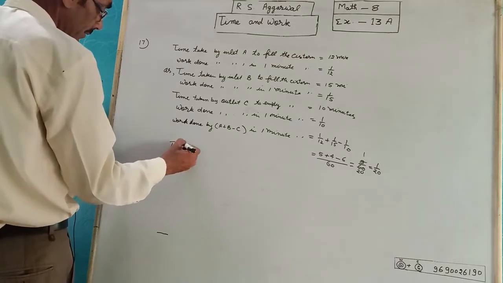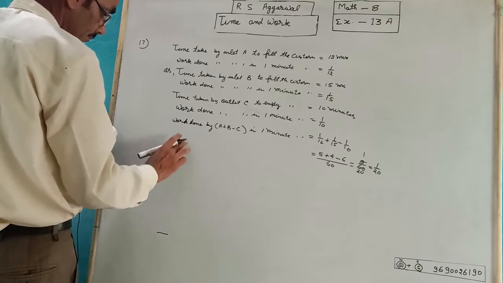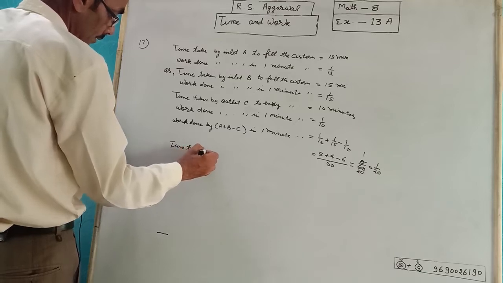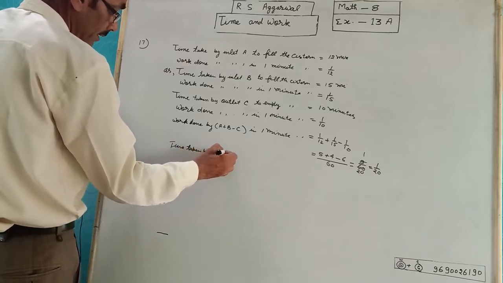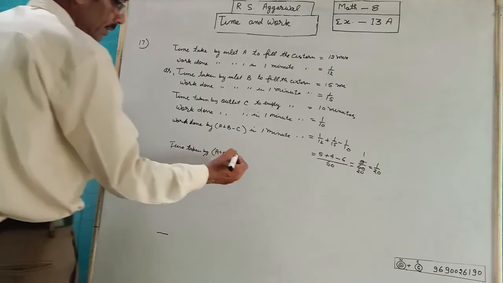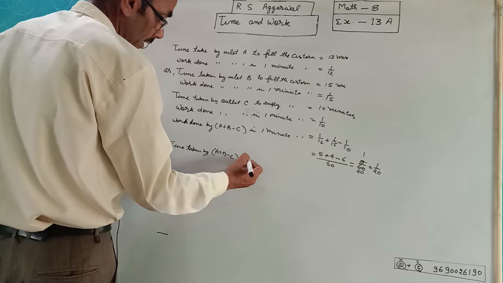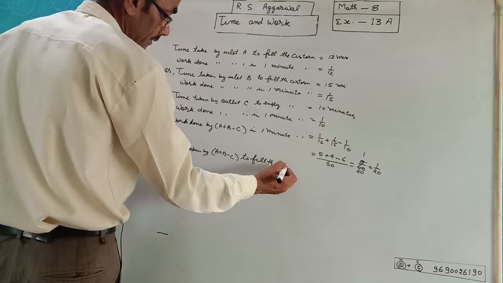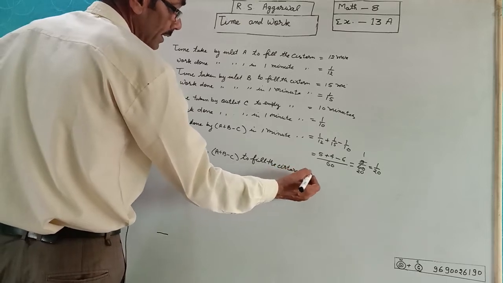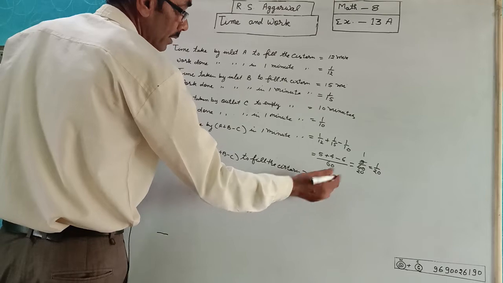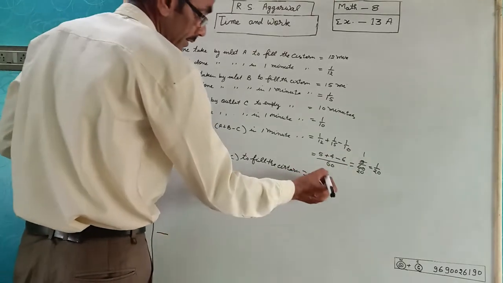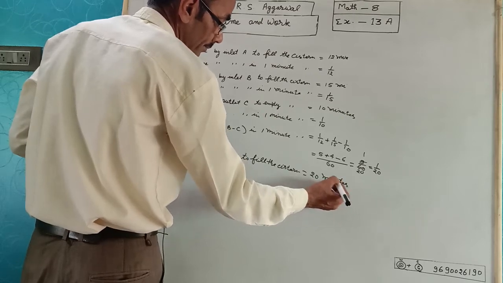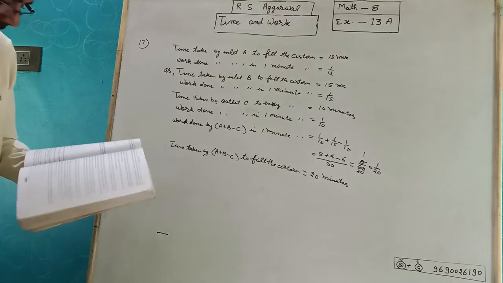Time taken by A plus B minus C to fill the cistern is equal to the reciprocal of 1/20, which is 20 minutes. Question 17 is complete.